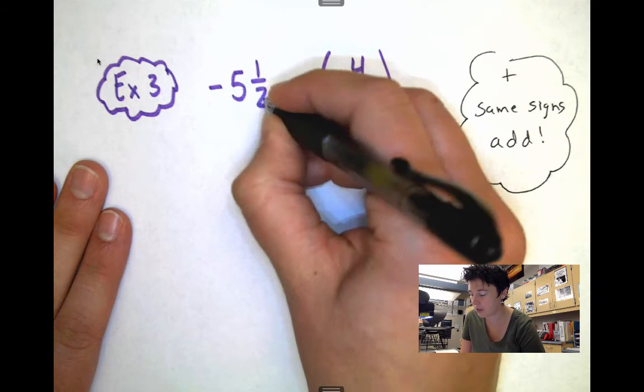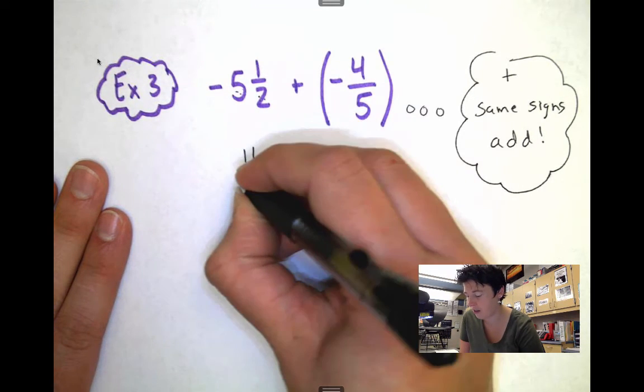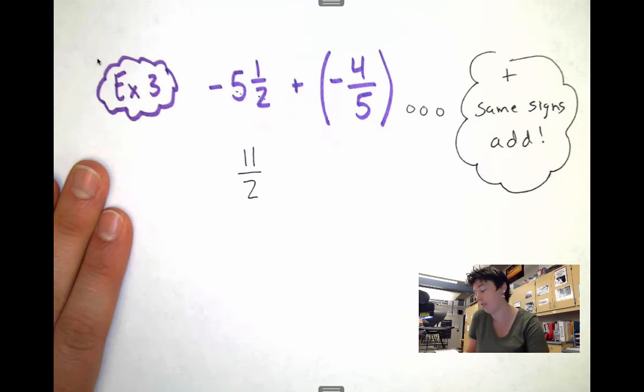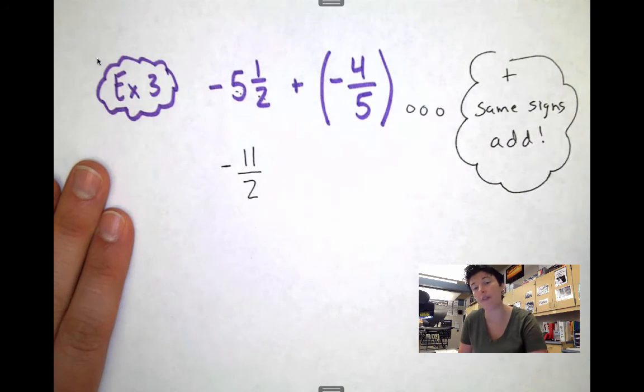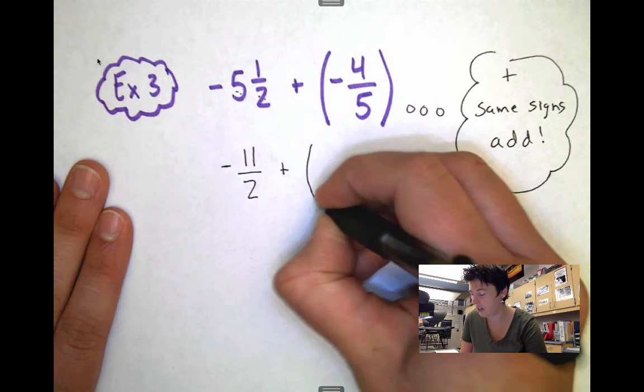So 5 times 2 is 10 plus 1 is 11. This is 11 over 2, 11 halves. In this case, it's a negative 11 halves because of the negative sign. So I have negative 11 halves plus negative 4/5.